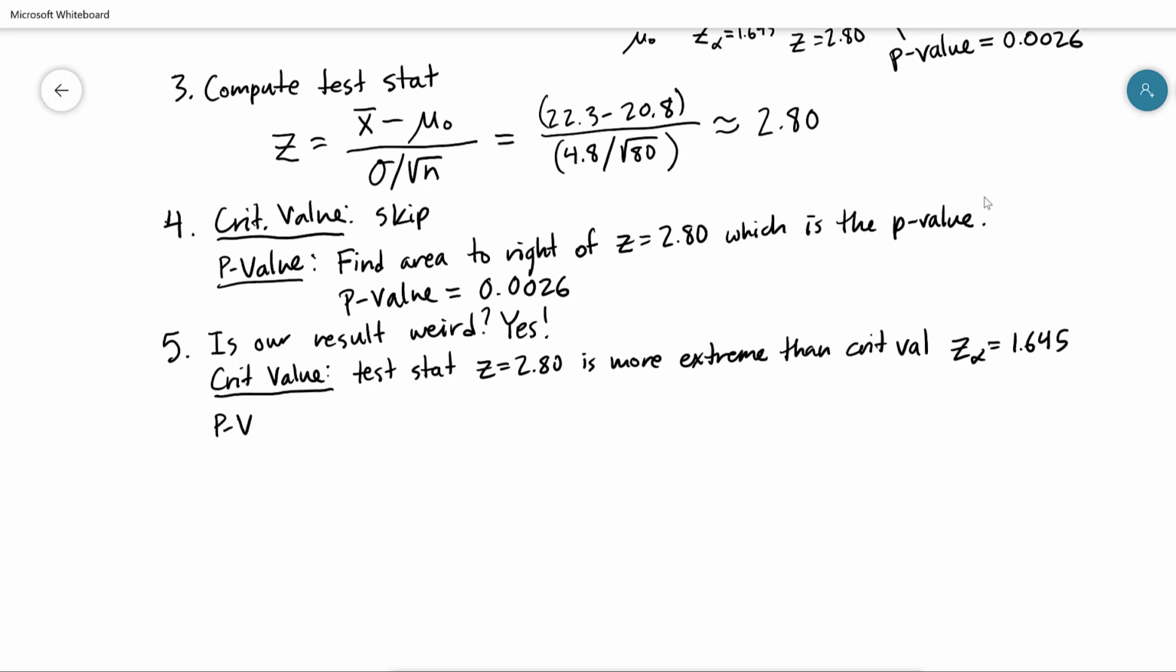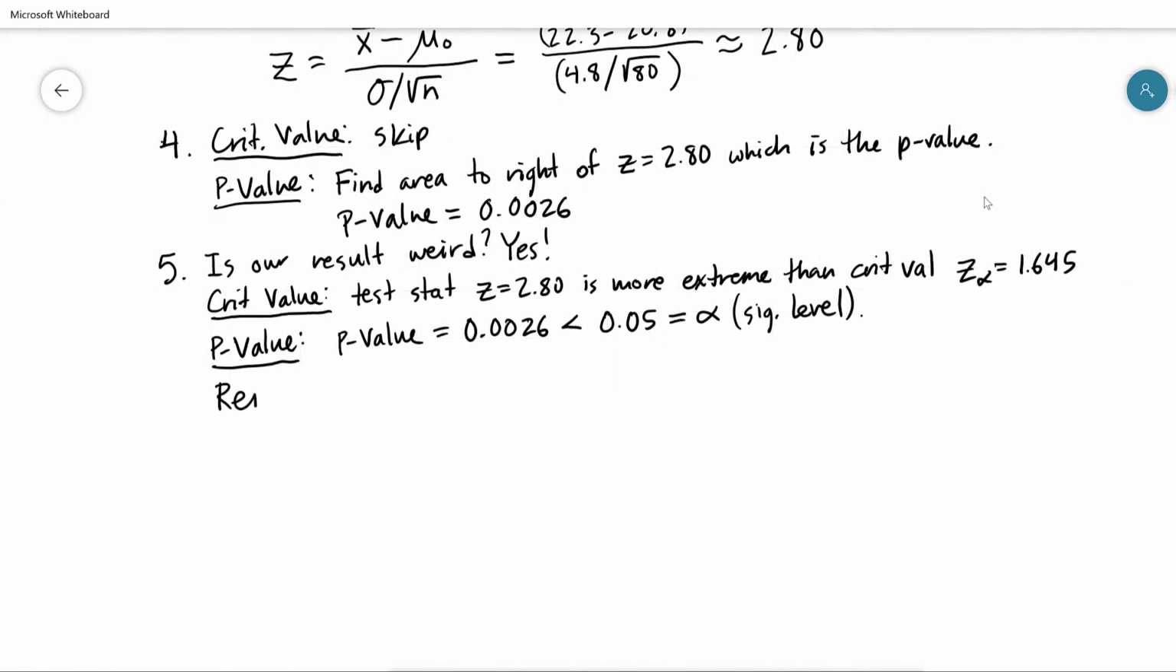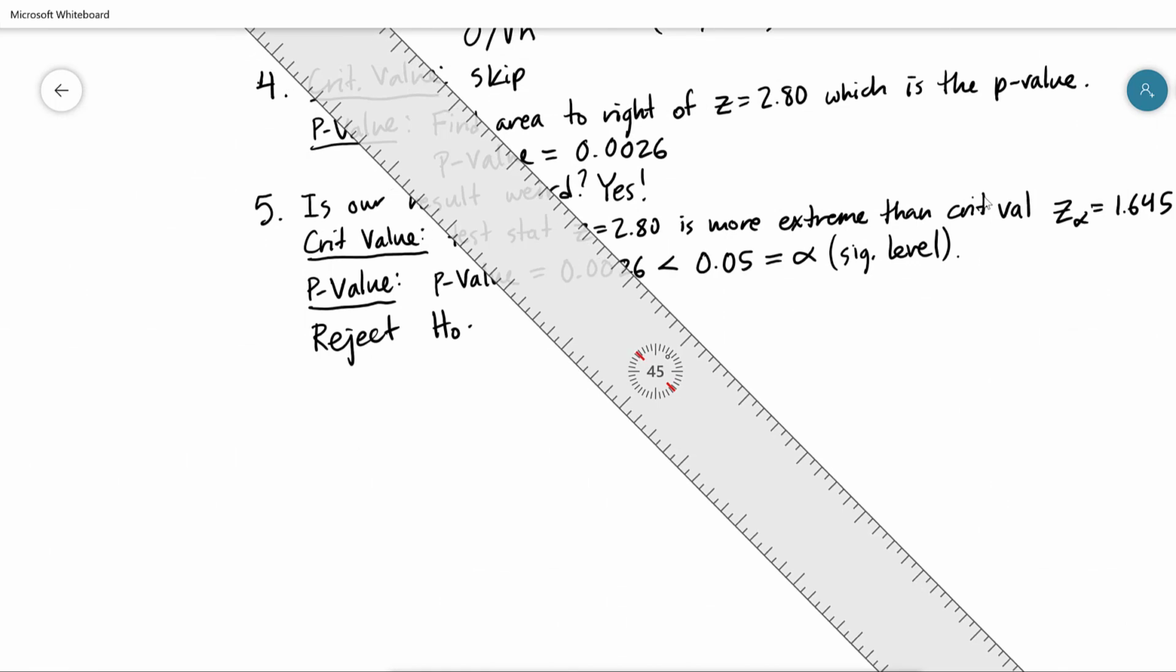If we're doing the p-value method, we likewise know our result was weird because our p-value, which is 0.0026, is less than 0.05, which was our value of alpha, our significance level. So there's the criteria. We got a weird result. Because our result is weird, that means we should reject the null hypothesis. They're only weird under the assumption that the null hypothesis is true. So, you get rid of that.